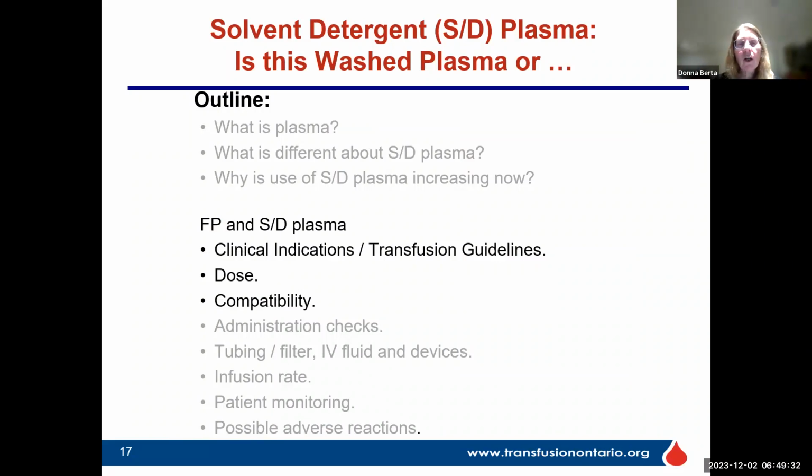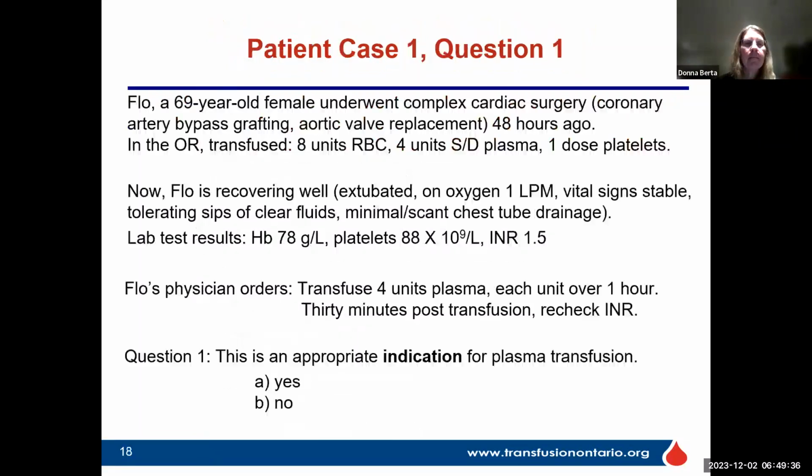So we're going to move on to talk about clinical indications, transfusion guidelines, dose, and compatibility. We'll start with a question. Flo is a 69-year-old lady who had a major heart surgery 48 hours ago. During the operation itself, she received 8 units of red cells, 4 units of SD plasma, and a dose of platelets. She's doing really well now.